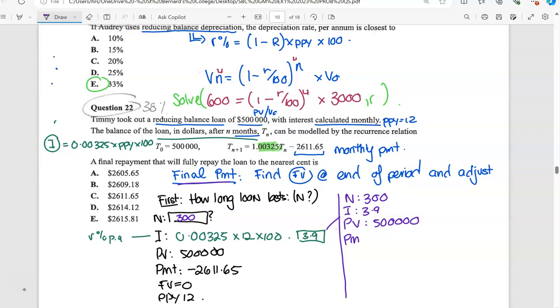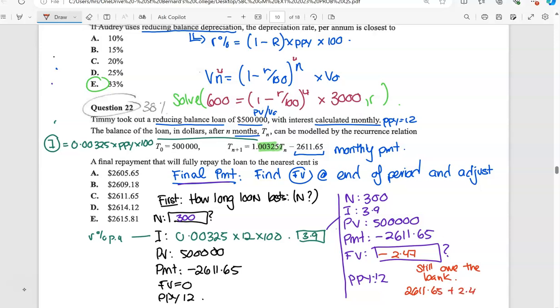I keep everything the same, but I'm now checking for the final value. So that's what we're going to look at. What's actually happened if I do that? If you have a look, we end up with negative 2.47. Negative means I still owe the bank. So my last payment is going to be what I was going to pay plus the $2.47, which ends up equaling 2614.12, which is D. What about if it was a positive? That means the bank owes me. I don't need to pay. My last payment doesn't need to be as much. Does that make sense? Yeah? So that's the answer to that one.